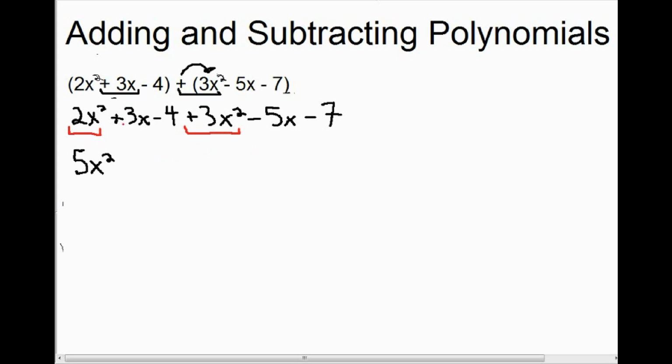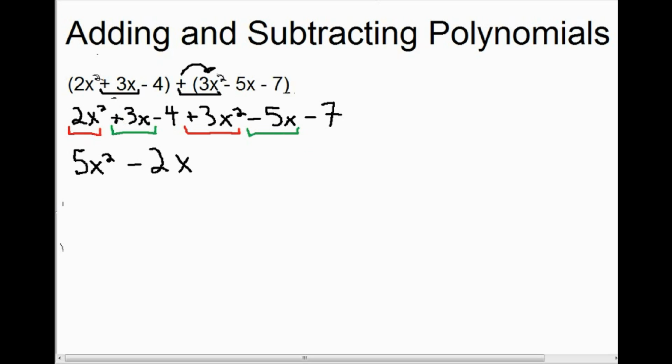When we look at the next term, we have plus 3x. Is there a like term with plus 3x? There is, minus 5x. And here's again where we have to be careful with our integer rules, and we're going to approach this like we're combining operations. So if we add 3 and subtract 5 altogether, that means we're subtracting 2. So plus 3 minus 5 makes minus 2. Plus 3x minus 5x makes minus 2x.